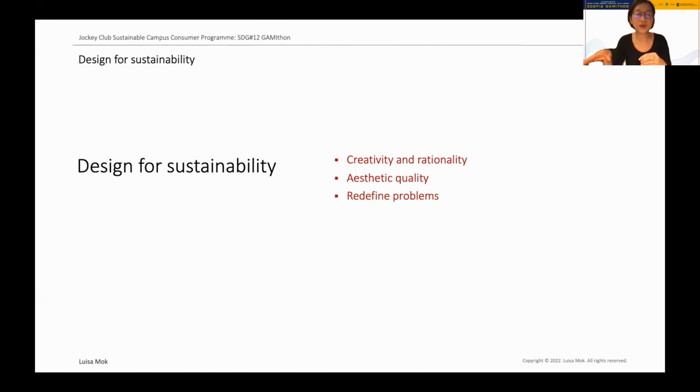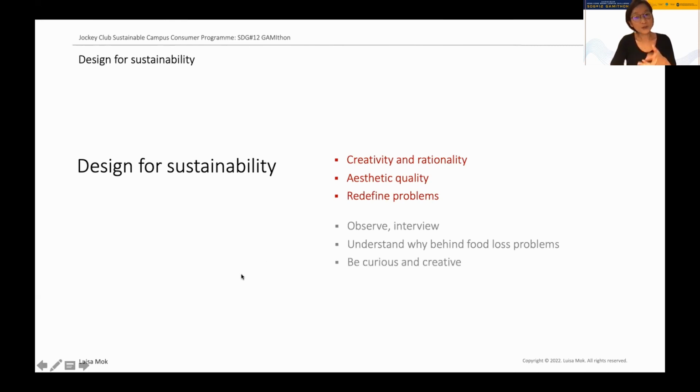And then we define problems. When we understand the systems and the actors, you now have some terms, you have learned some language. So you know who the actors are, and after today, maybe you can go and observe more, and also interview some of the actors in the food production and consumption systems. Then you can understand more and redefine them, to understand why there are food loss problems. And also be curious and creative. And then we hope to turn sustainability into game-like learning and let people learn, engage, and have fun.